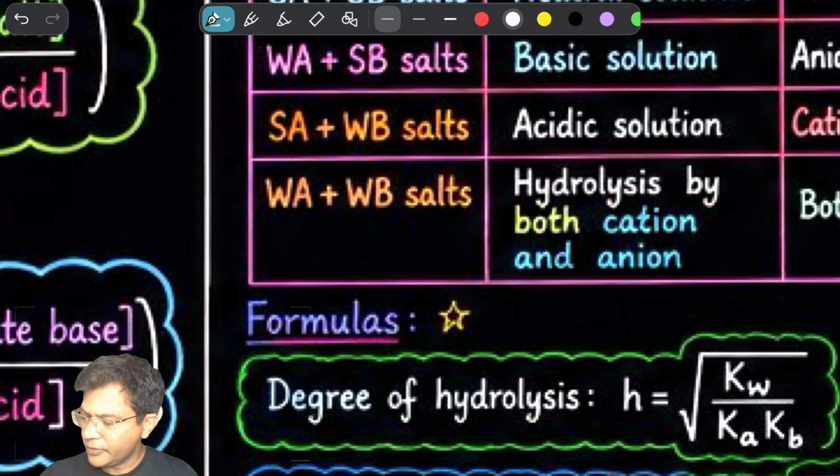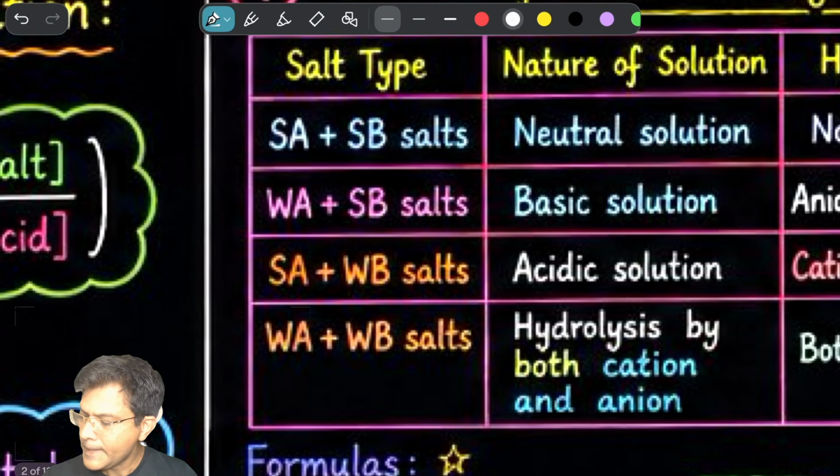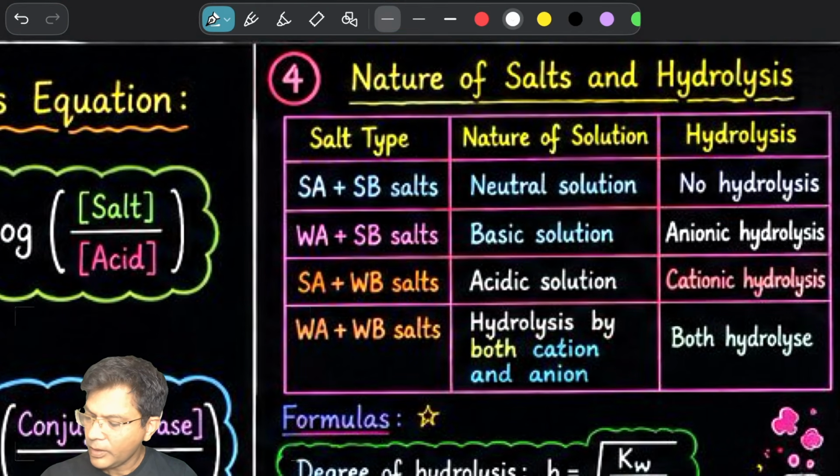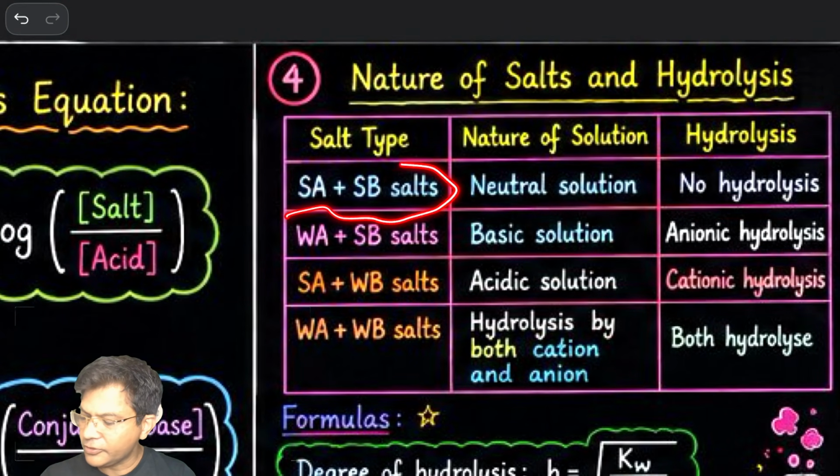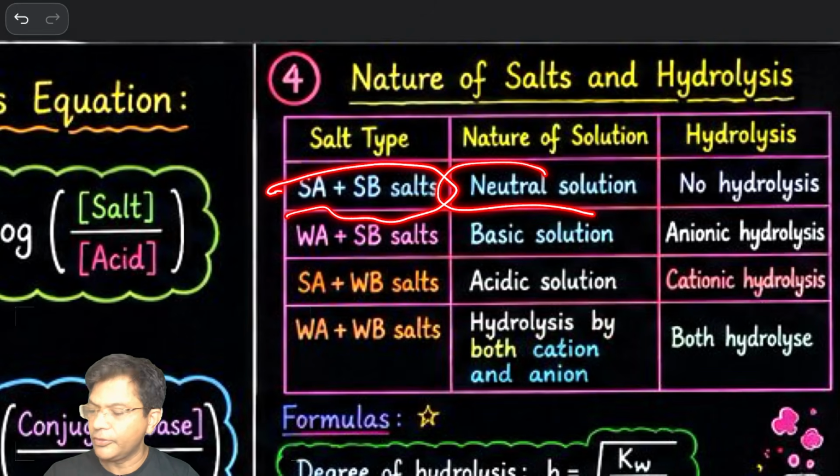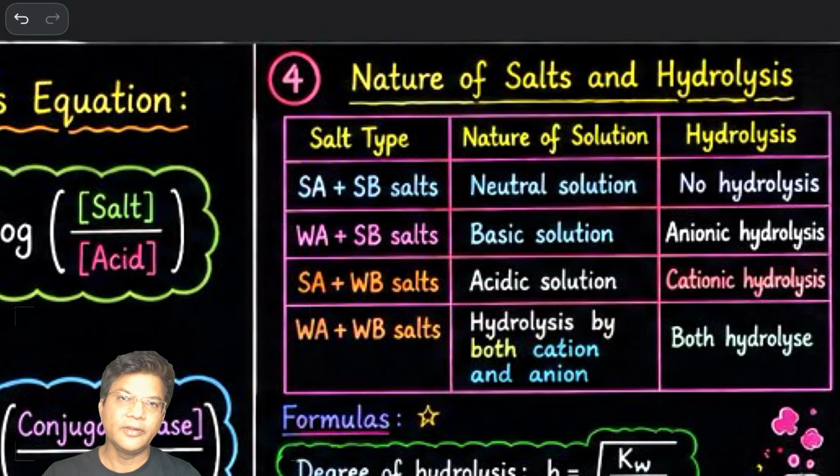See to it, first of all. Salt of strong acid, strong base: if you add it in water, its solution will be neutral. For example, you are having NaCl, so it will form NaOH and HCl. The same milliequivalent of NaOH will neutralize HCl. So it will be neutral and no salt hydrolysis will take place.